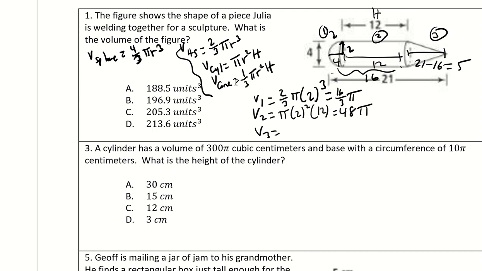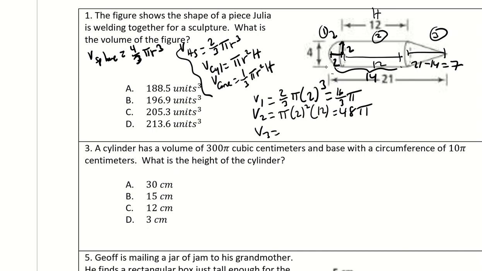Sorry, not 4. This is not 4. This is 2, because that's the radius, right? So that's 2 and that's 12. So this is actually 14. My bad. And so that means it's 21 minus 14, which is 7. Okay, so the height is 7.